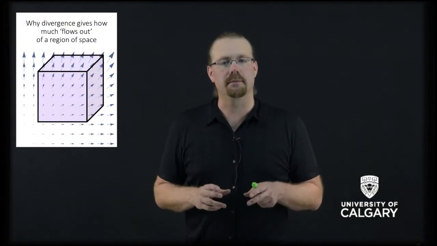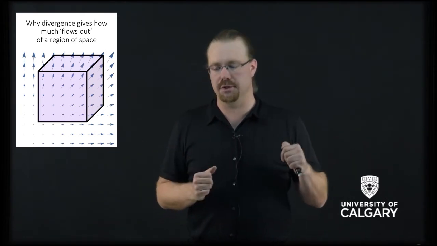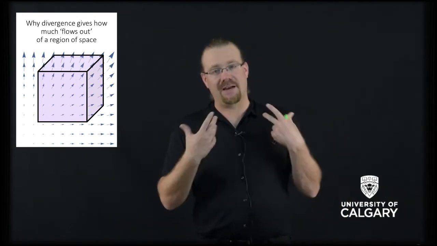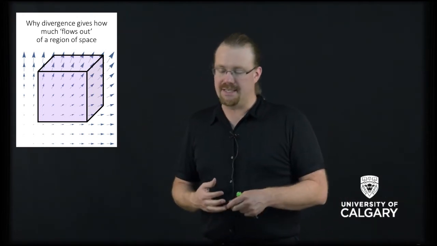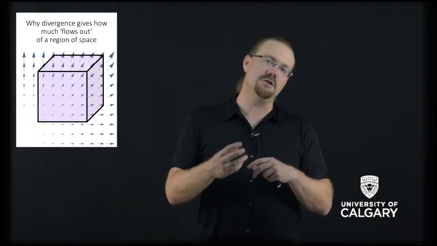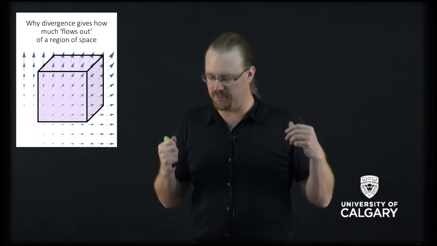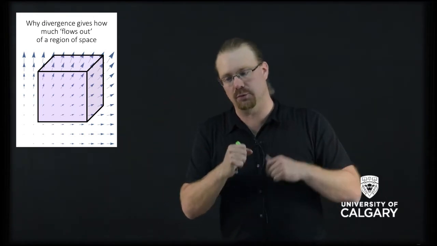This video is going to talk about why divergence is the mathematical operator that gives us how much flows out of a region of space. So divergence is a vector operator. It takes a vector field and turns it into a scalar field. It gives us where the sources and where the sinks are, and it quantifies how much flows out of a region of space or how much flows into a region of space.